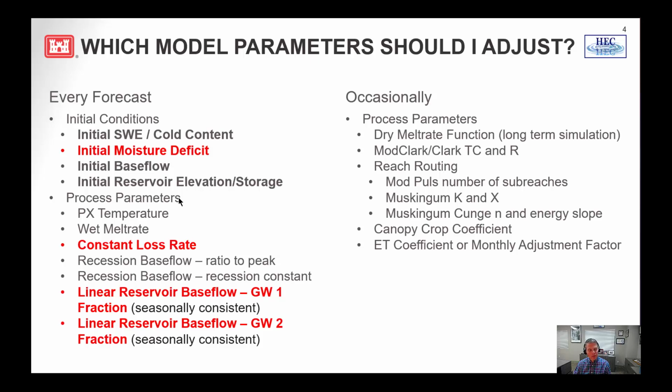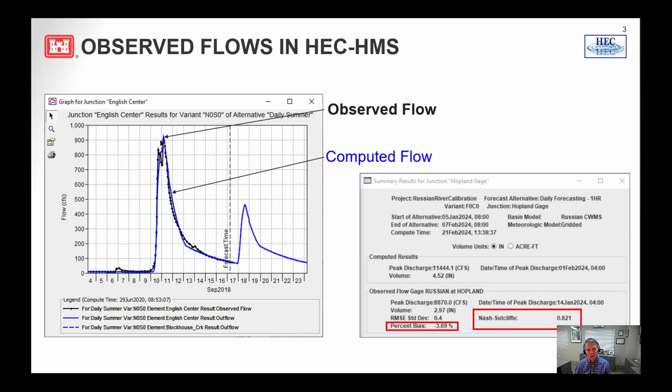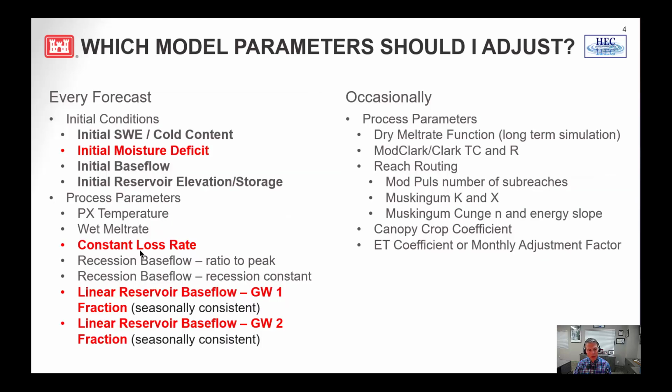Process parameters, if you do have snow, then you need to adjust your PX temperature and your wet melt rate when you calibrate your model. More than likely, you're using the deficit constant method, and you're going to hone in on that constant loss rate. The constant loss rate, it's a parameter that impacts both the peak flow and the volume. So if you're trying to match the peak flow of your observed hydrograph in the look-back period, you can decrease that constant loss rate to generate larger peak flows, or you can increase that constant loss rate to decrease the simulated peak flow runoff from the subbasin element. So that's going to be a really impactful parameter.